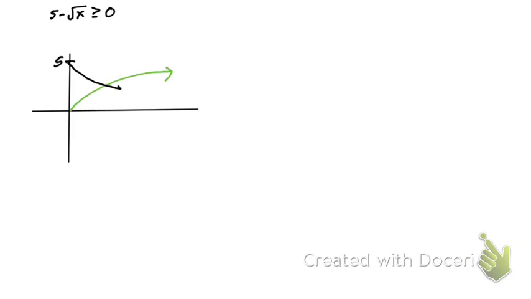5 minus square root of x is greater than or equal to 0. Well, if I was to graph this, our parent function would just be a square root of x. Then it gets flipped and raised up 5. So your graph should look something like that. That is flipped and raised up 5, because the negative would flip it, and that 5 would raise it up 5.